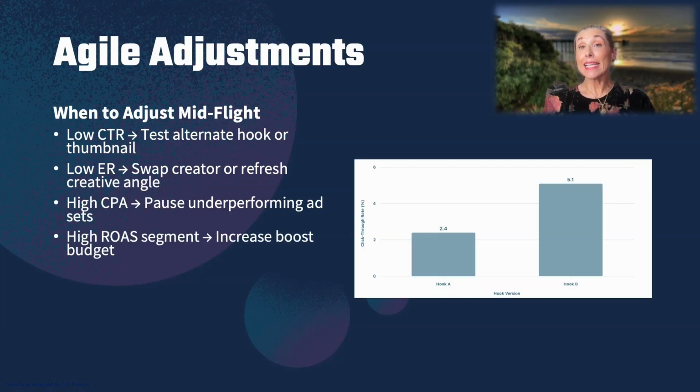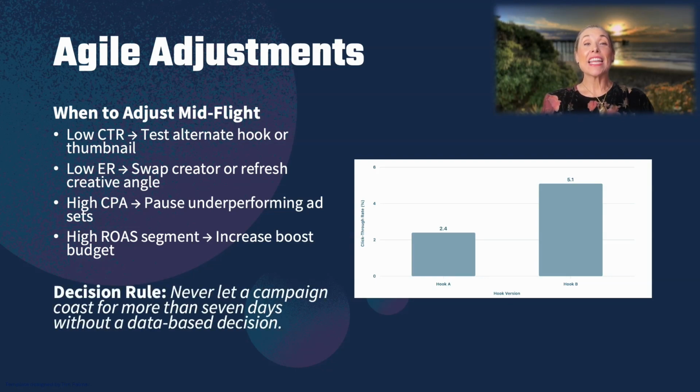High ROAS segment, increase boost budget. If you identify a segment or creator that's consistently performing well, you must allocate incremental budget to amplify the top performing organic creative for the best results. The decision rule is never let a campaign coast for more than 7 days without a data-based decision. This process requires documentation. Every single change you make must be logged for later ROI analysis.